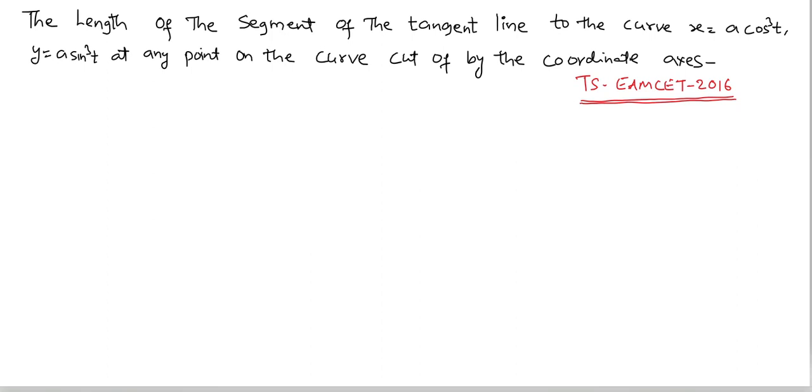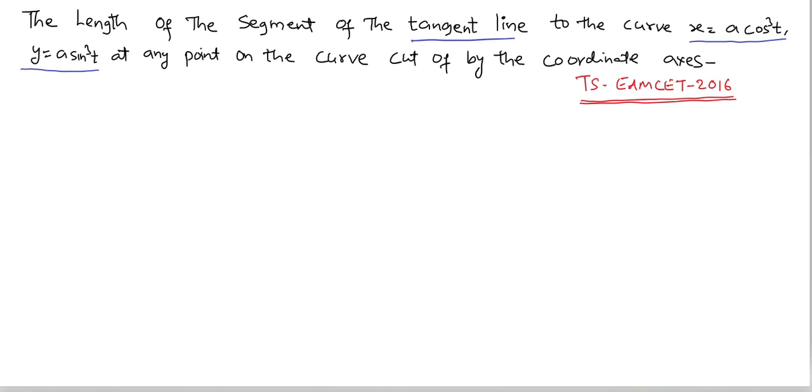The length of the segment of the tangent line to the curve x = a cos³t and y = a sin³t at any point on the curve, cut off by the coordinate axes. This is TSMCET 2016.